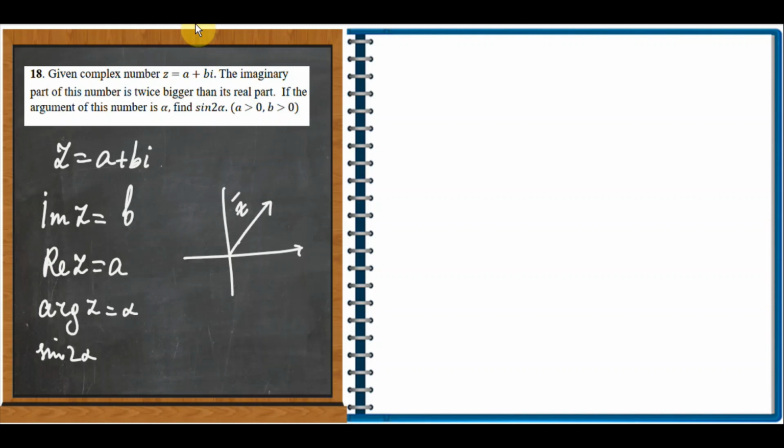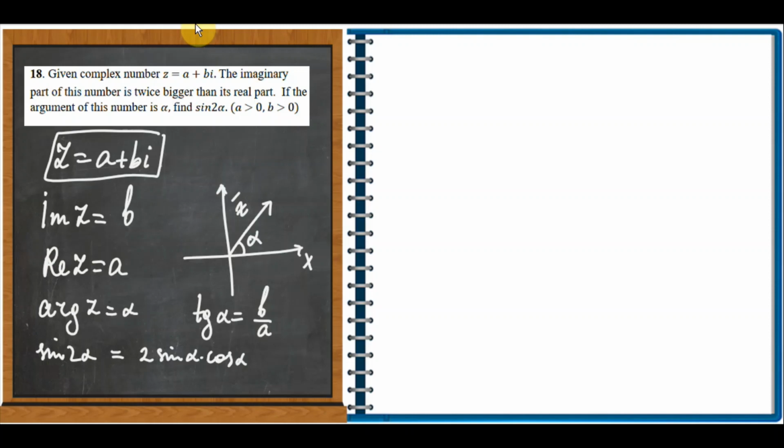Argument of z is the angle between the positive direction of the x-axis and the complex number. So this is alpha. How to find alpha? We say that tangent alpha is equal to b over a in this complex number. Now, we also need to know the formula of sine 2 alpha from trigonometry. It's the double angle formula: 2 sine alpha multiplied by cosine alpha.